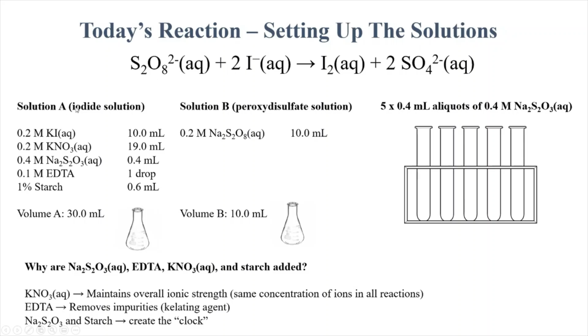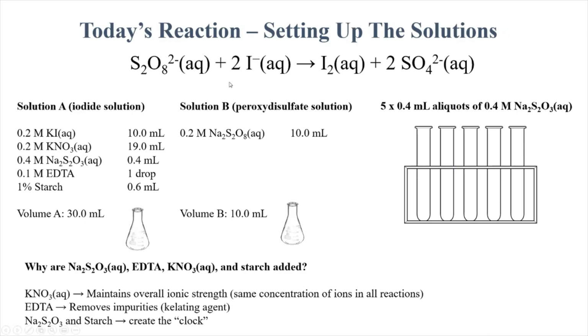We're going to have a solution A that contains the iodide, and a solution B that contains the peroxydisulfate. When we mix solution A and solution B, that's going to get the reaction going. So that's the most important thing to keep in mind. Everything else is sort of secondary to that.